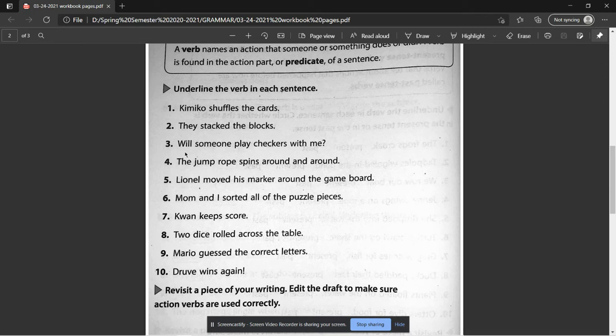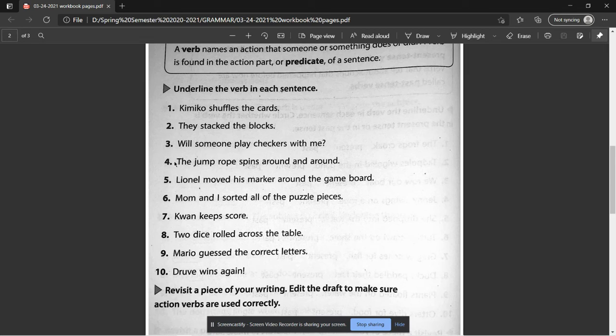Number 3, will someone play checkers with me? Where is my verb? Play. There you go. It's not going to be someone. It's not going to be checkers. It's not going to be with me. It's not going to be will. It's going to be play. Play checkers with me, right? This play is going to be the action verb in sentence number 3. So you have to underline this word.